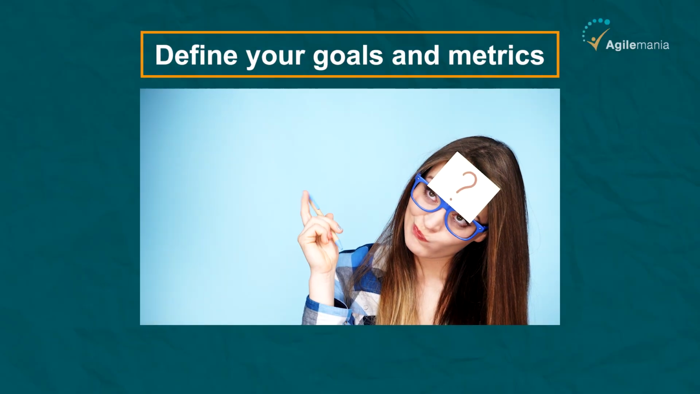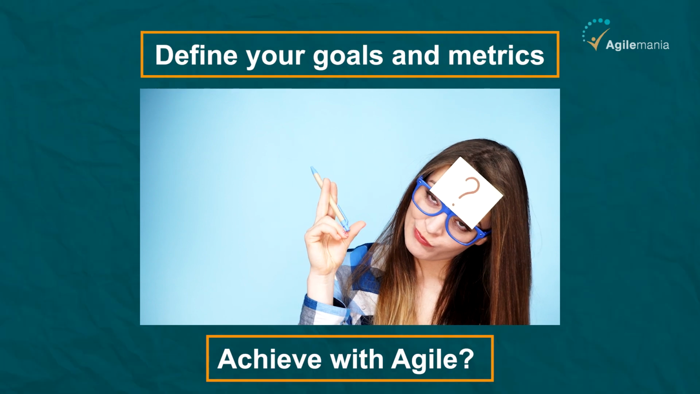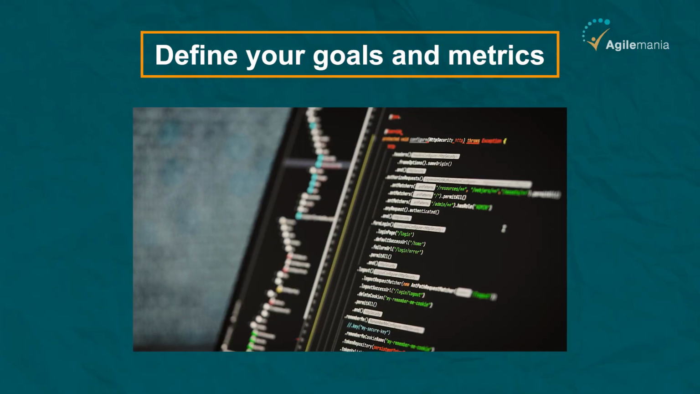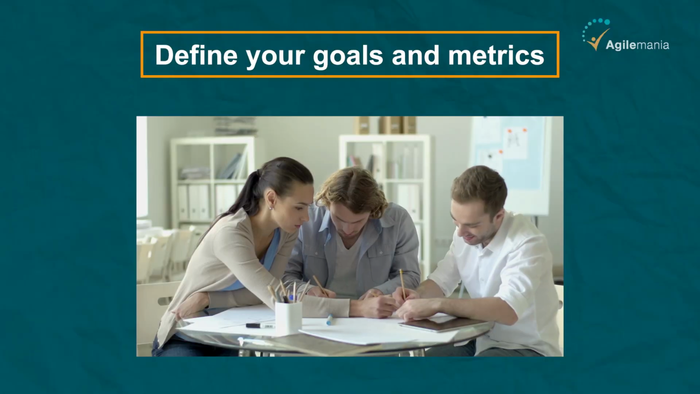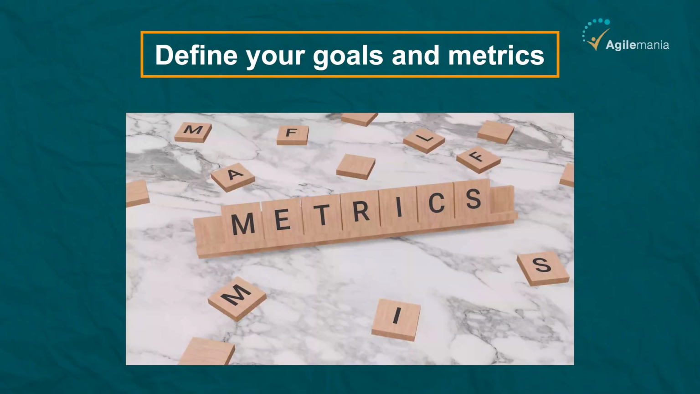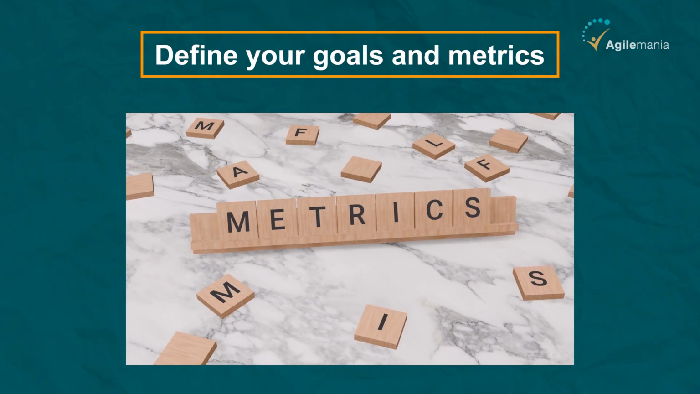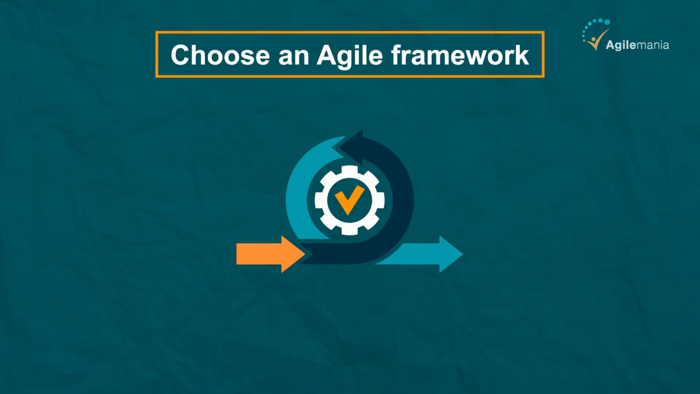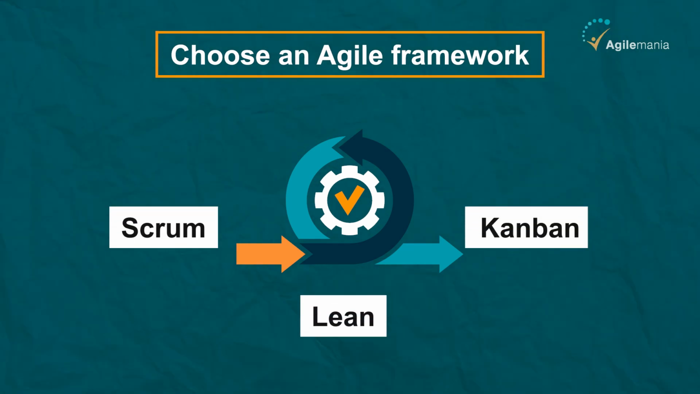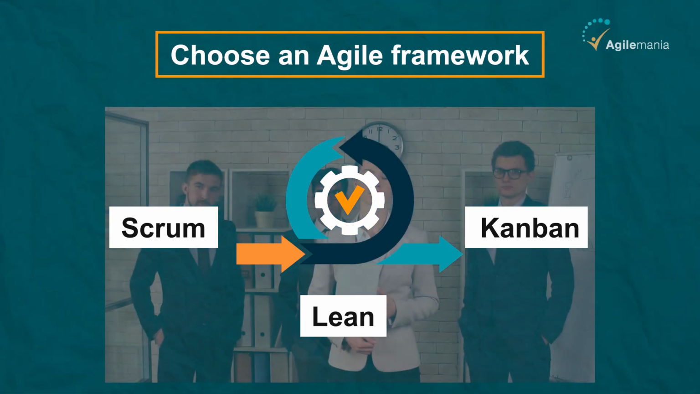Define your goals and metrics. This includes questioning yourself, what is it that you hope to achieve with Agile? Are you looking to deliver software faster, improve customer satisfaction, or reduce costs? It's important to define your goals and metrics upfront so you can measure your progress and adjust your approach as needed. Choose an Agile framework. There are several Agile frameworks to choose from, including Scrum, Kanban, and Lean. Each has its own benefits and drawbacks, so it's important to choose one that aligns with your team's needs and goals.